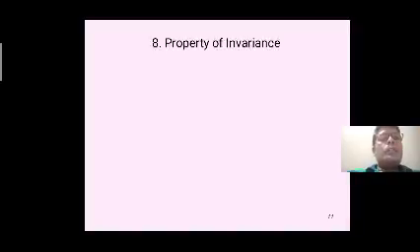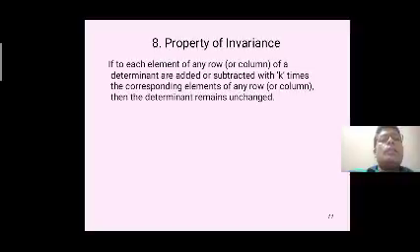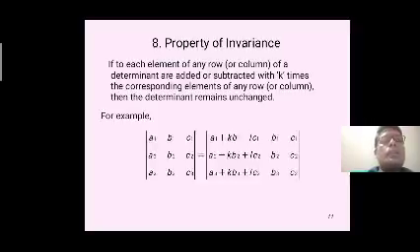Next property, property of invariance. If each element of any row or column of a determinant is added or subtracted with k times the corresponding elements of any other row or column, then the determinant remains unchanged. For example, a1 b1 c1, a2 b2 c2, a3 b3 c3 is equal to a1 plus k b1 plus l c1, a2 plus k b2 plus l c2, a3 plus k b3 plus l c3, b1 c1, b2 c2, b3 c3.